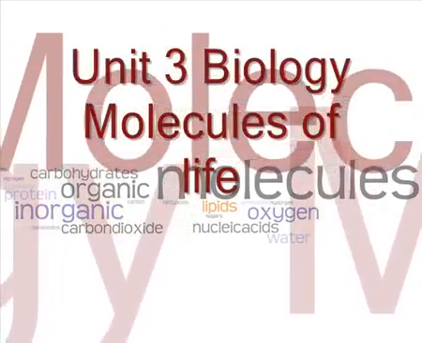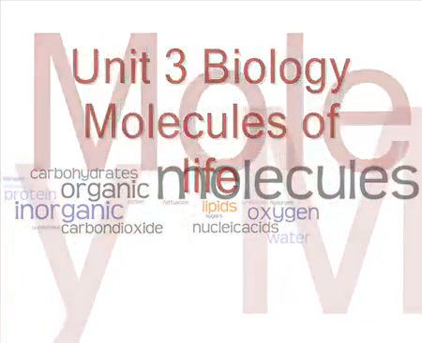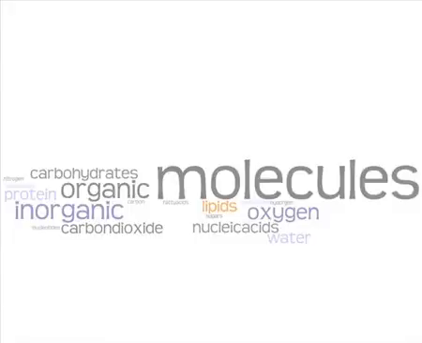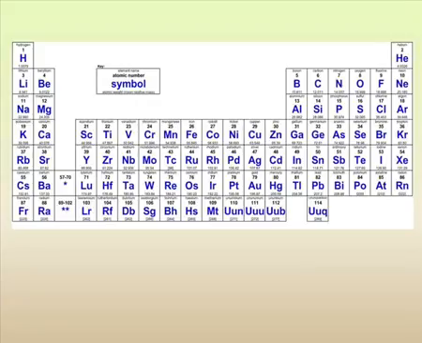This video continues on Unit 3 Biology, Chapter 1 of your book, and it's going to be looking at some of the molecules that are involved in living organisms. Now first off, I'm going to put up a periodic table. What this shows is all the different types of elements that occur on Earth.